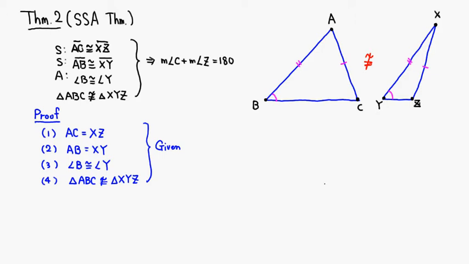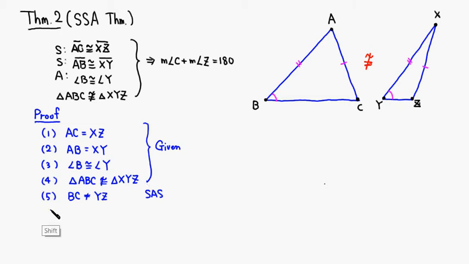Since we know that they are not congruent, if you compare BC and YZ, they must be different, because otherwise we can use side angle side to establish congruence. So we know that BC is not equal to YZ. This is by side angle side, because side angle side would establish the congruence otherwise.